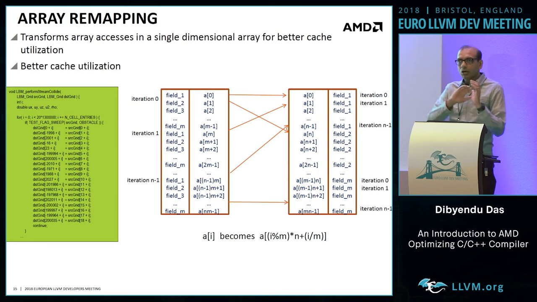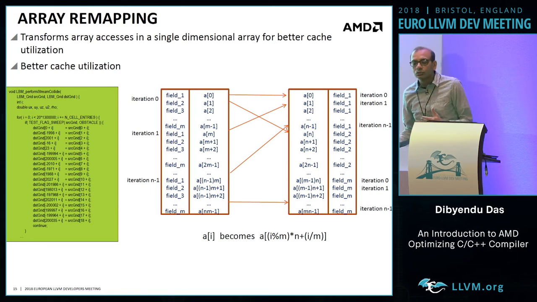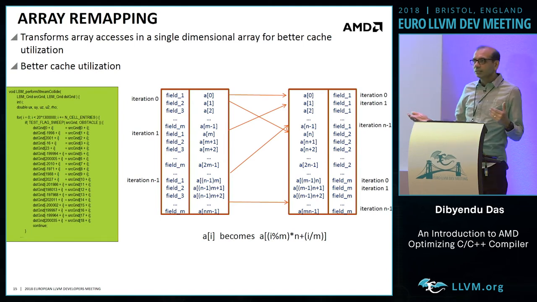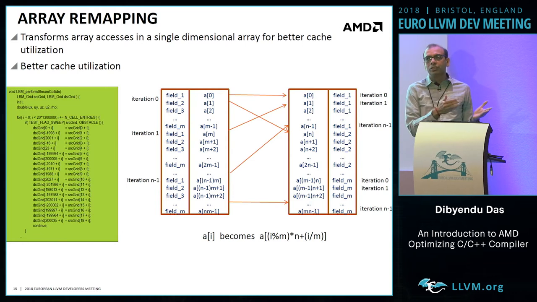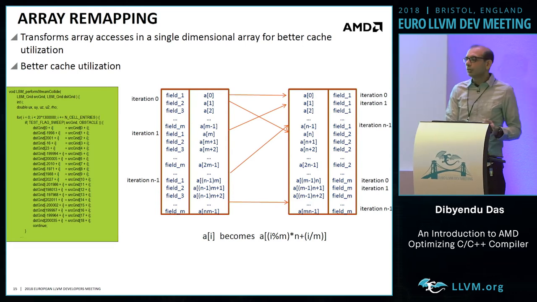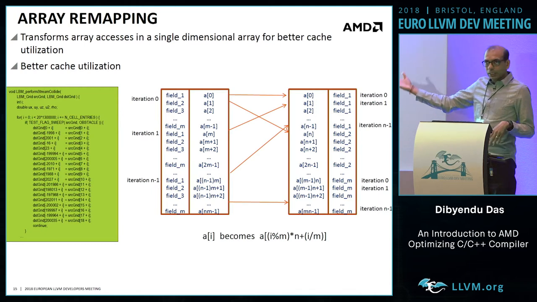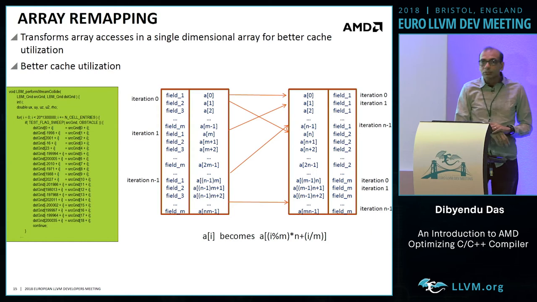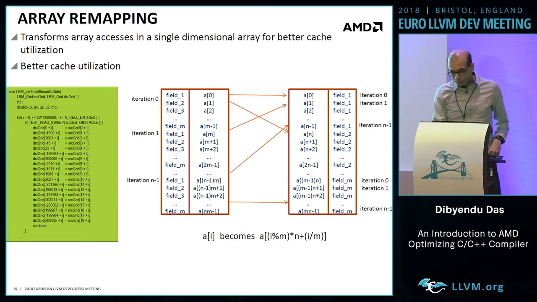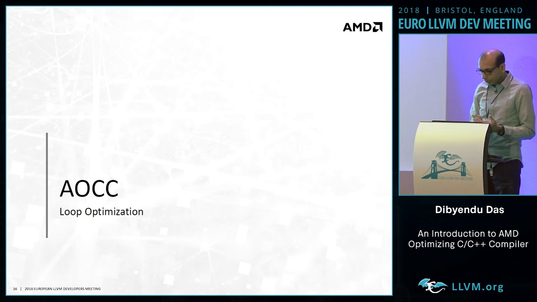Your indexing now becomes morphed such that your accesses become adjacent to each other. And that adjacency actually results in much better cache behavior, much better prefetching, much better TLB behavior. That's a real-life example. If you look at LLVM and you take array remapping, it does improve performance quite a bit. So these are vectorization and then data layout.